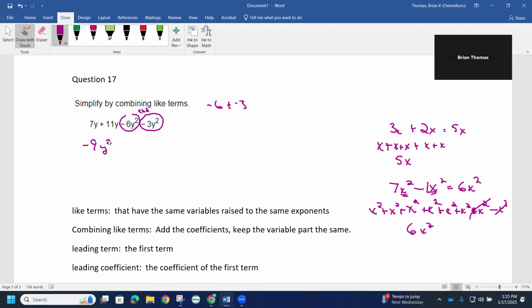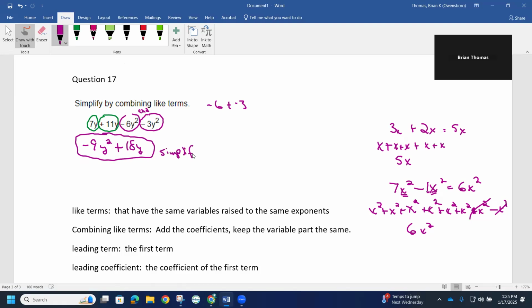And then if we have a 7y and an 11y, if we look at those two terms, they're like terms as well, and all we have to do is add the coefficients. So 7 plus 11 would be 18, so it would be 18y. So negative 9y squared plus 18y would be our answer. Since the variable part does not have the same exponent, we cannot put those together. So that's what we call simplified.